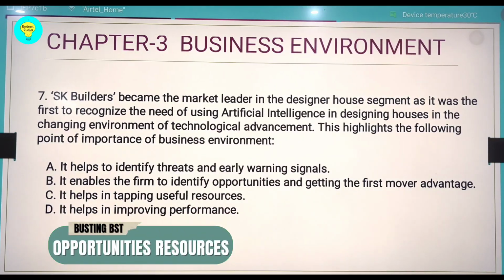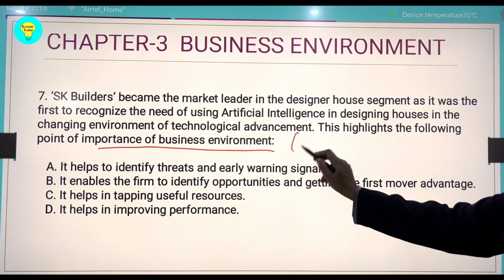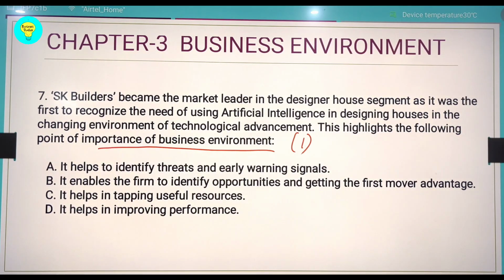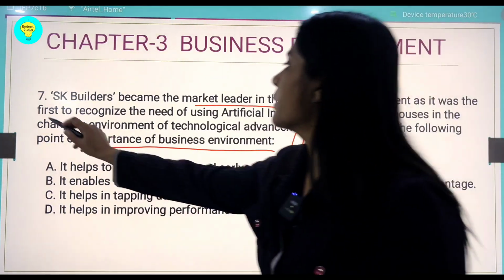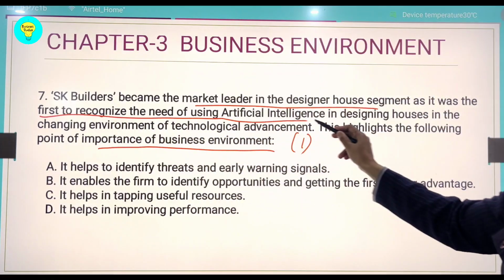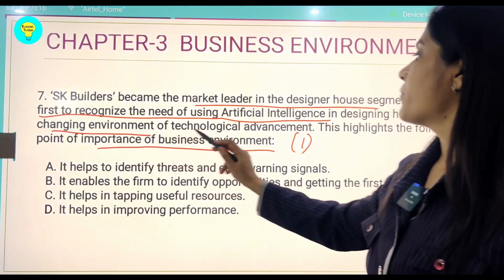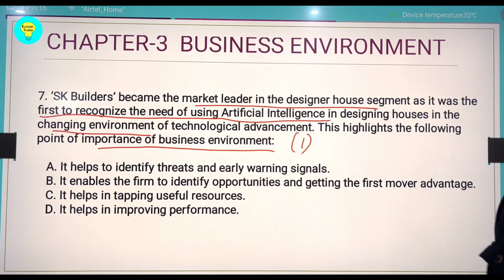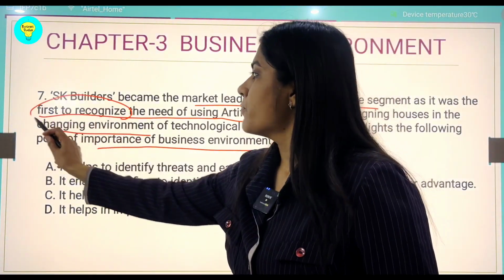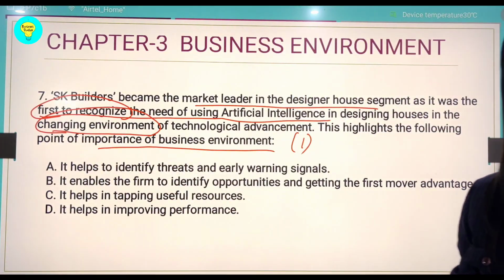Now moving on to the next question, also relating to importance of business environment. This is another case study which has come as a one marker, and we are supposed to choose any one of the following options. SK Builders became the market leader in the designer house segment as it was the first to recognize the need of using artificial intelligence in designing houses. In changing environment of technological advancement, this highlights towards one of the importance. So two things have been talked about. One is first to recognize, first mover advantage, and secondly changing environmental conditions, which represents coping with the rapid changes.